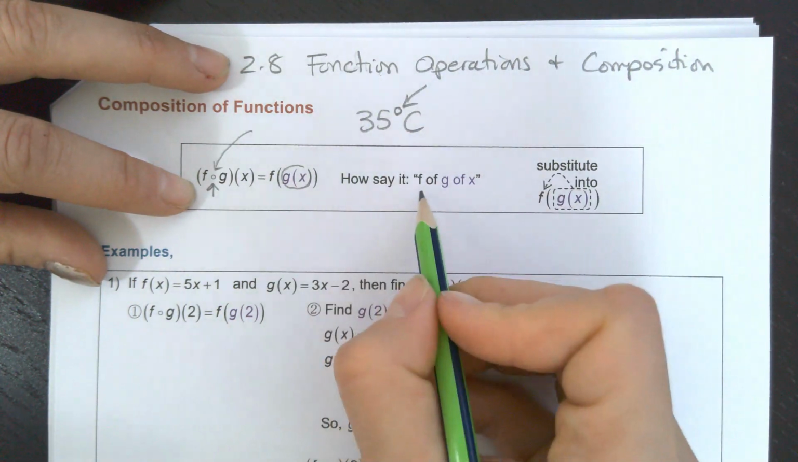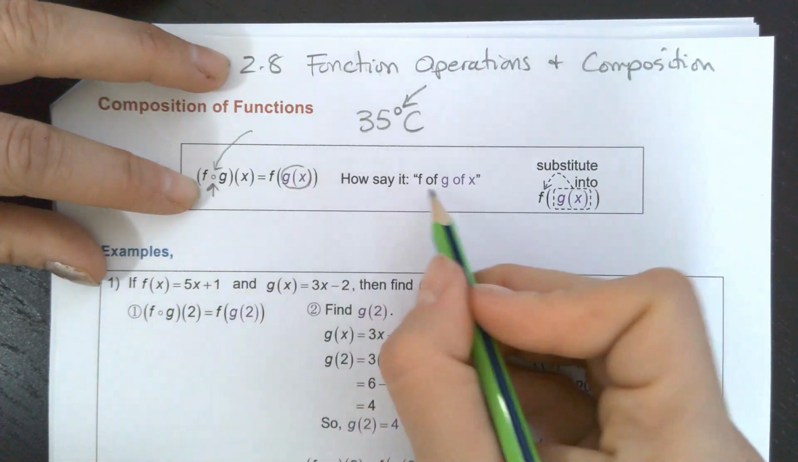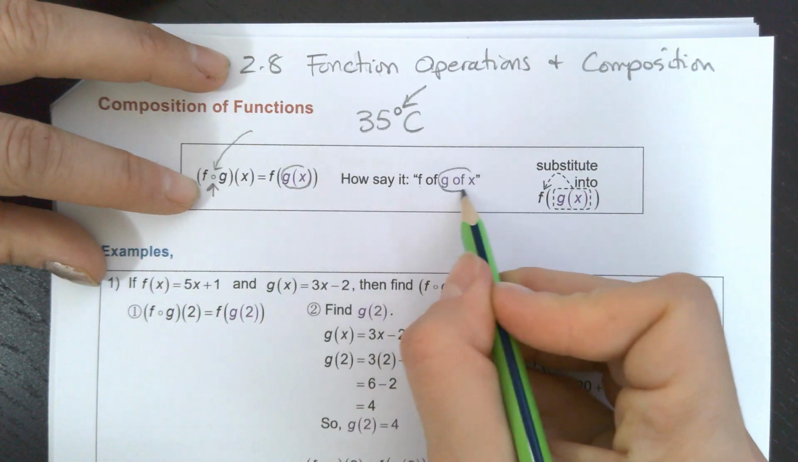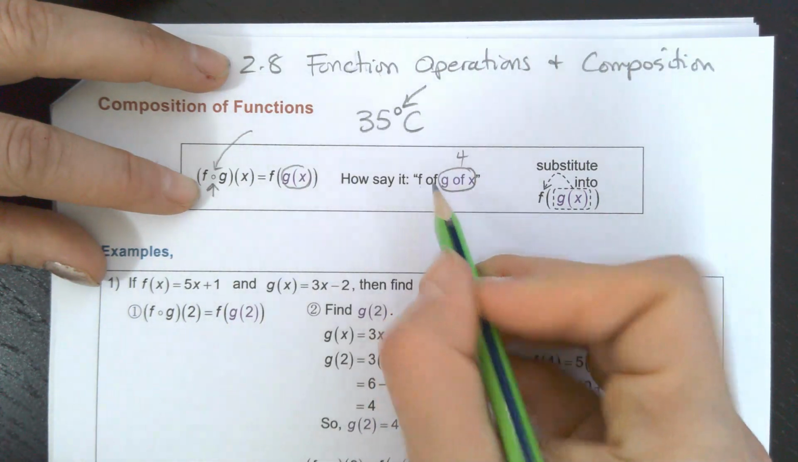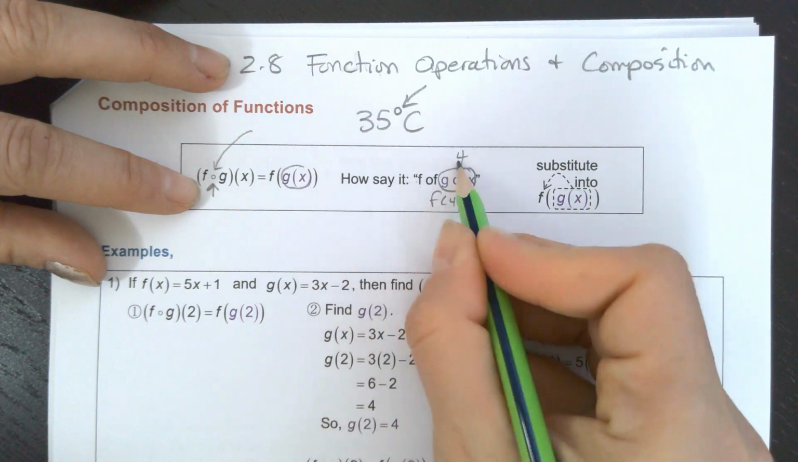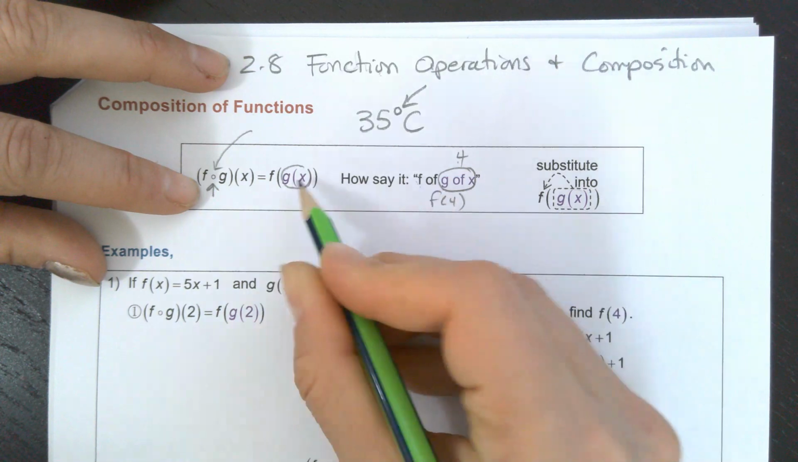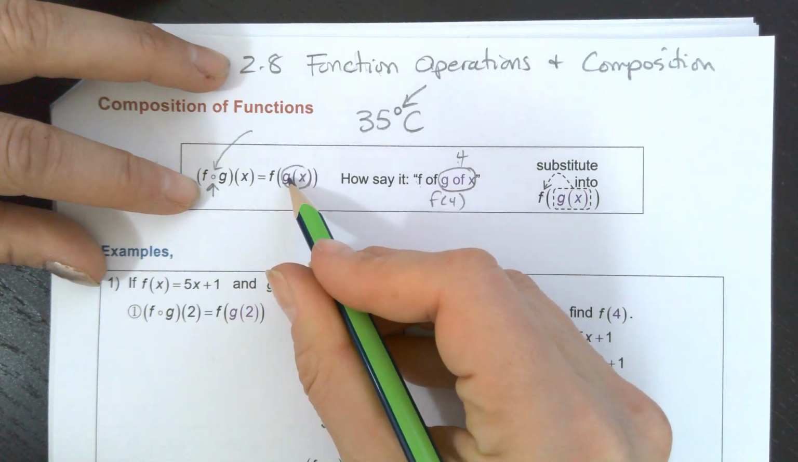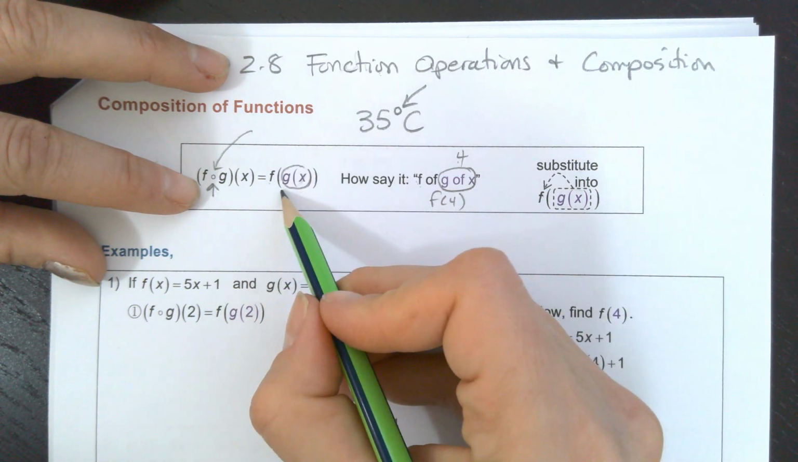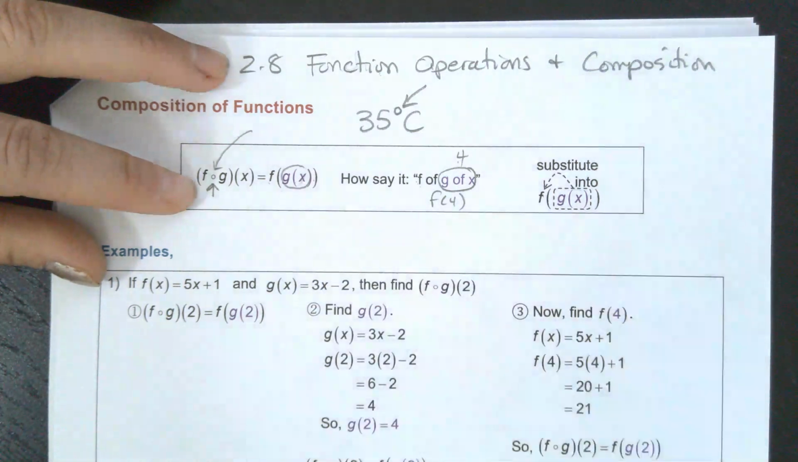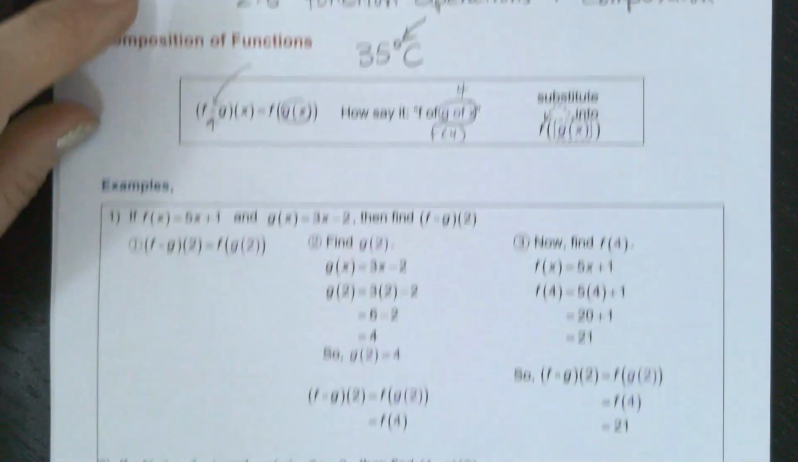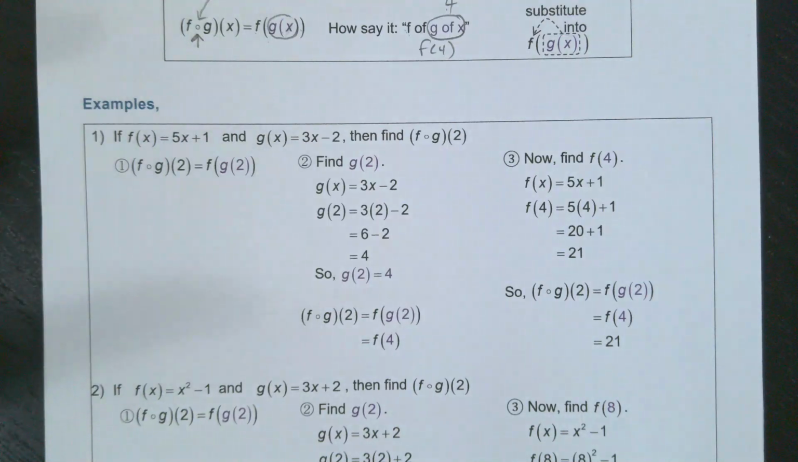And how do we say it? If I want to read this, normally I would have a number here, like f of 4, and I'd say f of 4. But there's not a 4 here. It's f of g of x. So that's how I have to say it: f of g of x. Okay? So it looks like it might be difficult, but it's just long.